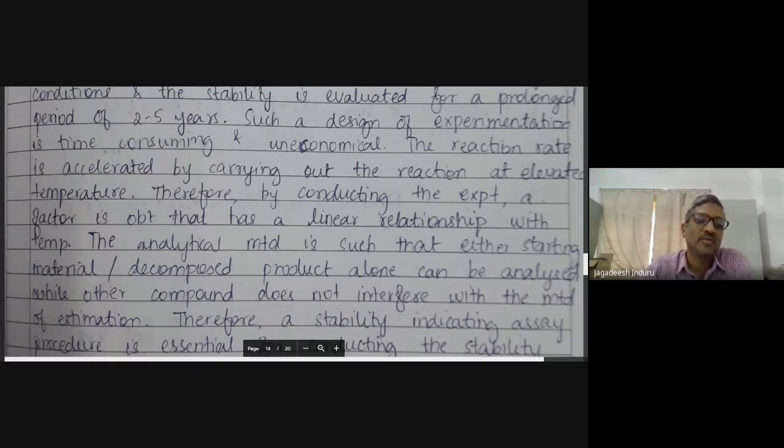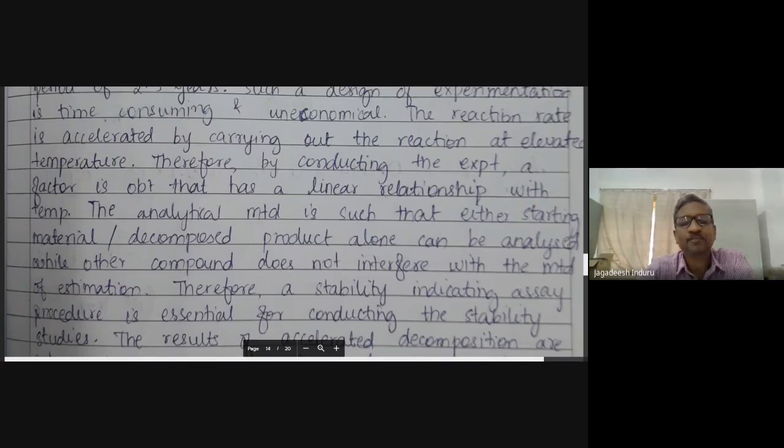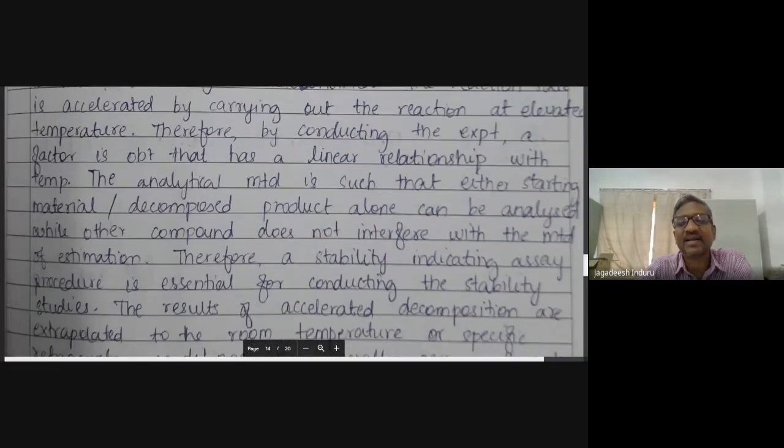So we need an analytical method to estimate specifically the starting product or end product in the presence of both. That is the reason we call it a stability indicating assay method. Stability indicating means it will estimate the degradation product and the starting material simultaneously in the mixture. This is what we need to do in advance, before launching our product into the market.